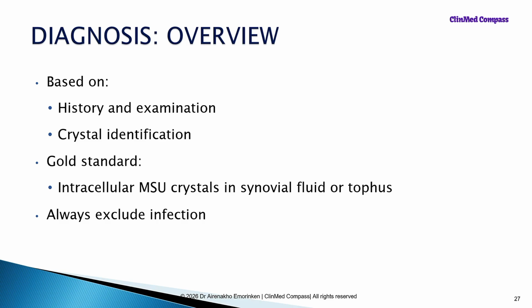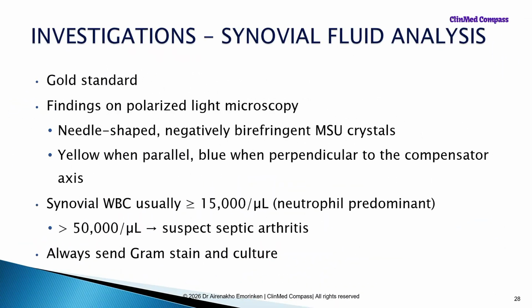The diagnosis of gout is based on clinical assessment and, most importantly, crystal identification. The gold standard is finding intracellular monosodium urate crystals in synovial fluid or in a tophus. A very important clinical rule is always exclude infection. Septic arthritis can look exactly like acute gout, and missing it can be catastrophic. Synovial fluid analysis is diagnostic.